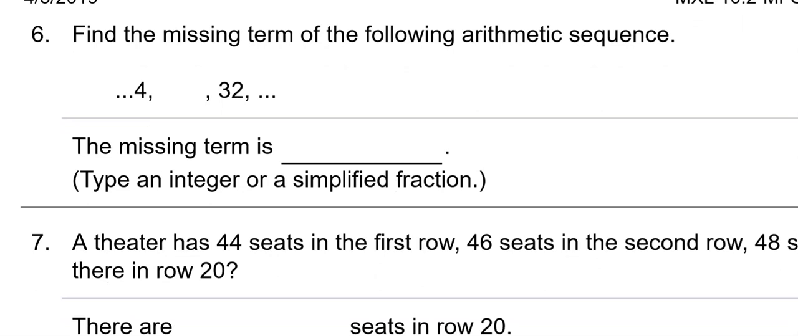Okay. Question 6. Find the missing term. Go. Find the missing term. Pick your favorite way you want to do it, whether you do it the equation way or the arithmetic average way to find the middle term.